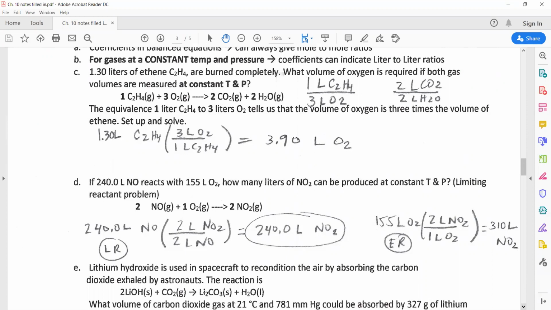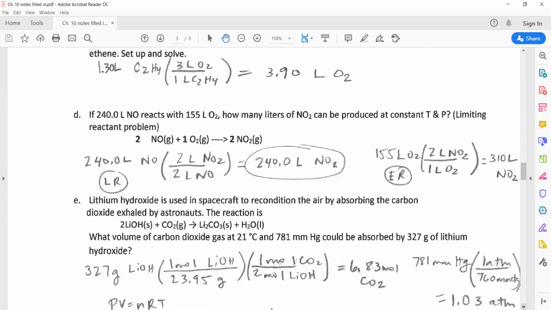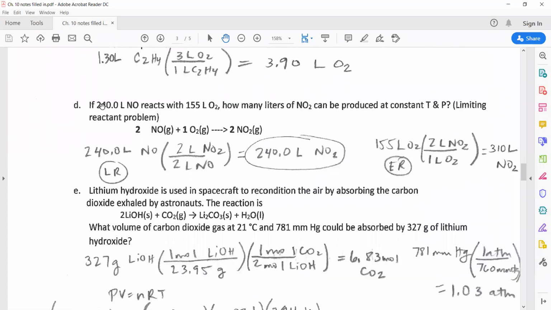We'll see a couple different scenarios here. This one's really similar. If we've got 240 liters of NO, which is a gas, and 155 liters of oxygen, which is a gas, how many liters of NO2, which is a gas, can be produced at constant T and P? So again, constant temperature and pressure.